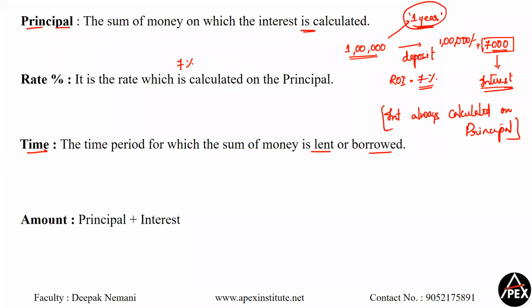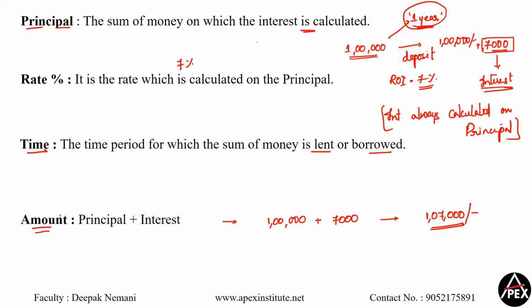And what is amount? Amount is nothing but the total sum I will be receiving after the time period. So if I have deposited this 1 lakh for 1 year, after 1 year I will be getting my principal which I have deposited in the bank, plus interest of 7,000 rupees. So after 1 year I will be getting 1 lakh 7,000 rupees, and this is called amount. So clear with all these four terms? Yes or no? Yes.